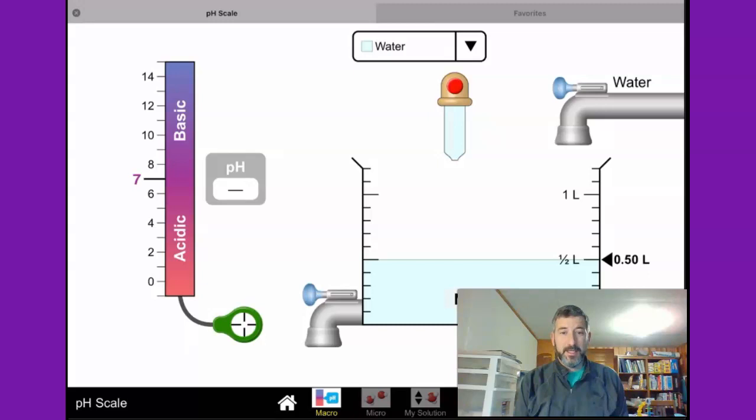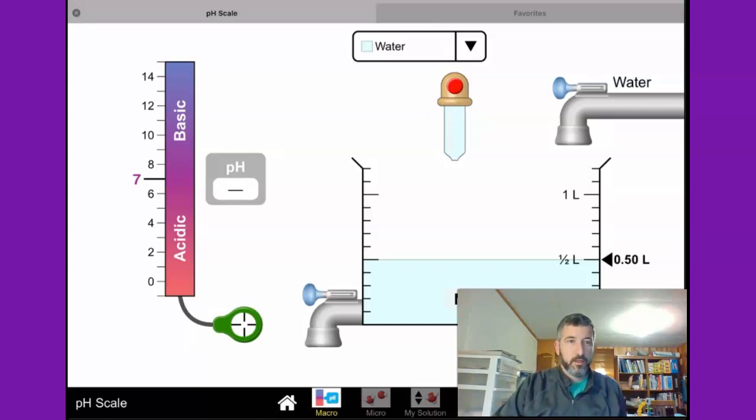Today we're going to be talking about pH, and just to give you a general idea about pH and to kind of review what you might already know, and we'll get into notes here in just a second. But just wanted to show you, this is from the PhET website, kind of a visual of pH.